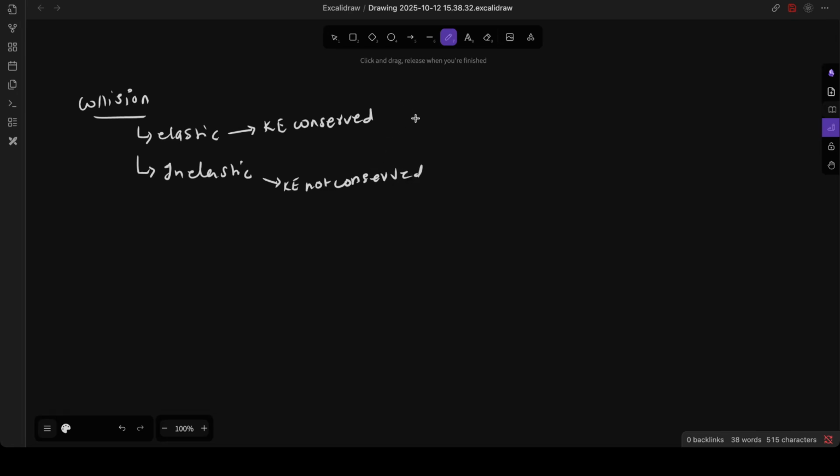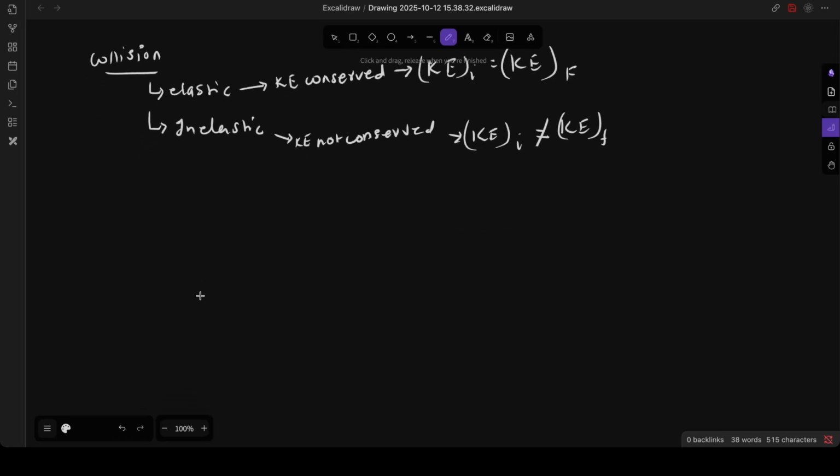Now, what do you mean by conserved? Conserved means kinetic energy initially is equal to kinetic energy final. So before the collision, whatever the kinetic energy the system had will be equal to the kinetic energy the system has after the collision. And in this case, kinetic energy initial will not be equal to kinetic energy final. As simple as that.